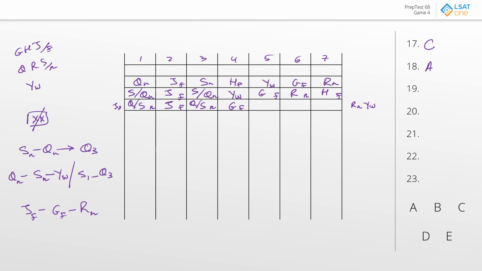Let's see what we can do. The question asks, what could be true? A, H is 5, and we just said that cannot happen. B, J is 1. Nope, that's the wrong space. C, Q is 2. Nope, that's not going to happen. D, S is 5. And no, because S has to go either in 1 or in 3. Answer choice E, Y is 6. And maybe, because we could put a Y here, the R can go there, and the H would go into 7. So, the best answer to question number 19 is E.